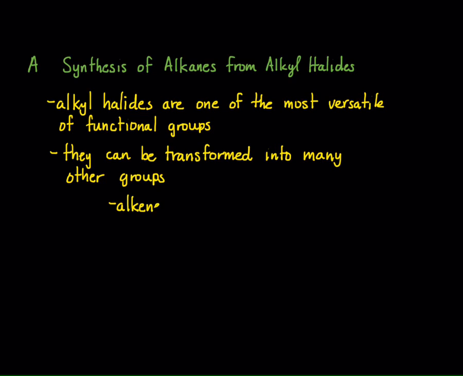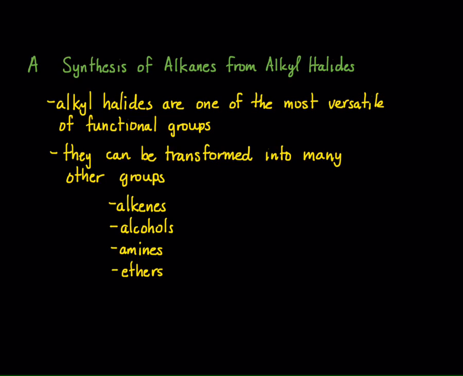For example, they can be transformed into alkenes. We'll see this reaction a little bit later on. They can be transformed into alcohols. Again, we're going to explore this reaction later on. They can be transformed into amines. They can be transformed into ethers. So all the functional groups that we've looked at to date can be made from alkyl halides. And we're going to slowly explore those types of reactions in the next chapter.